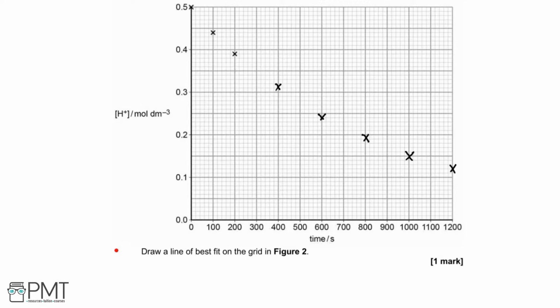Draw a line of best fit on the grid in Figure 2. This question is worth 1 mark, so all we need to do is draw that line of best fit, and that will get us a mark for the question. To draw said line of best fit, all we need to do is start at our first point here, and then draw a smooth curved line that passes through all of our points in a nice smooth curve, like so. It needs to be a nice smooth curve rather than a series of straight lines connecting all the points. As long as we have drawn a curved line that passes through our points, that will get us the 1 mark, but we would not get the mark if instead we were to do a series of straight lines connecting each point. It needs to be a curved line.